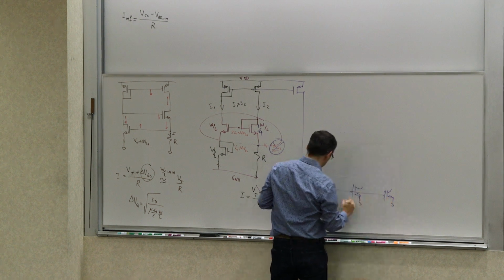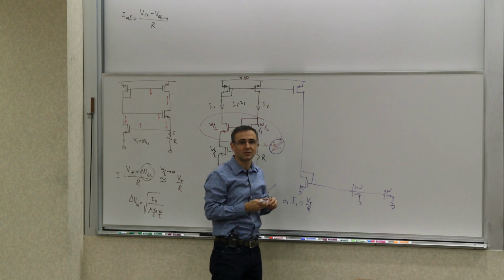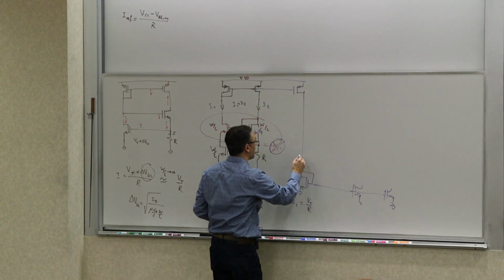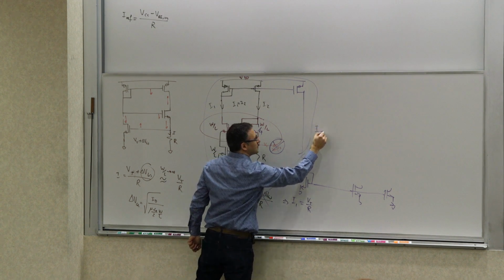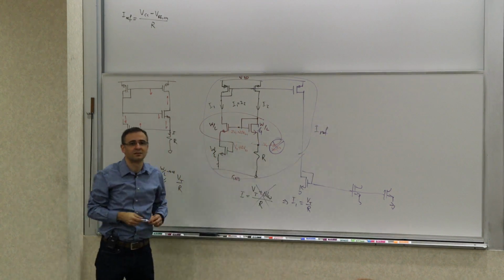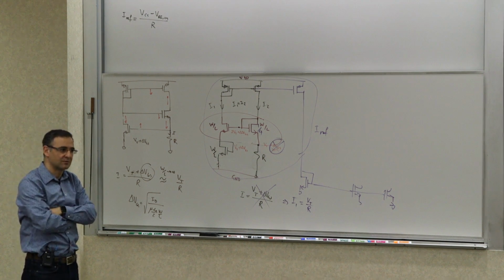And whenever I need to use it, I can use multiple copies with different W over Ls or different sizes, and I can replicate that copy. So this whole thing becomes that IREF that we used in the current mirror discussion.